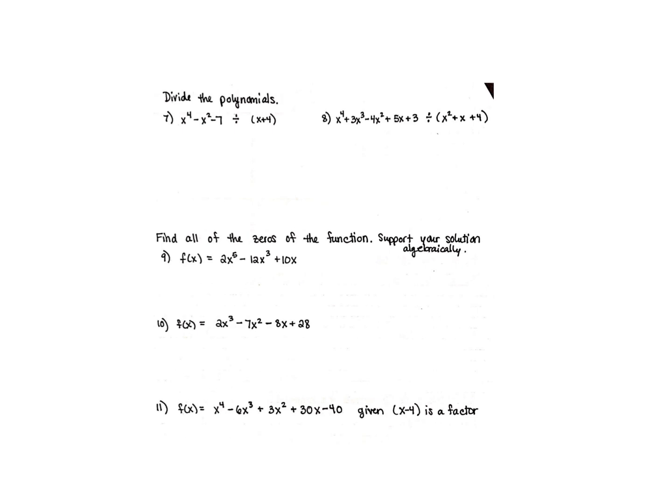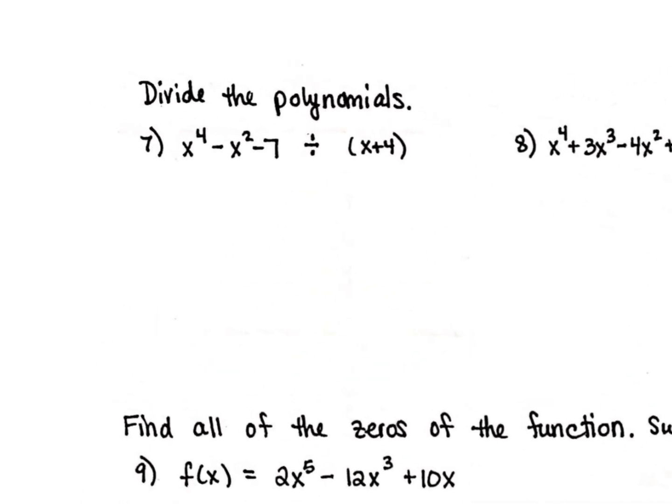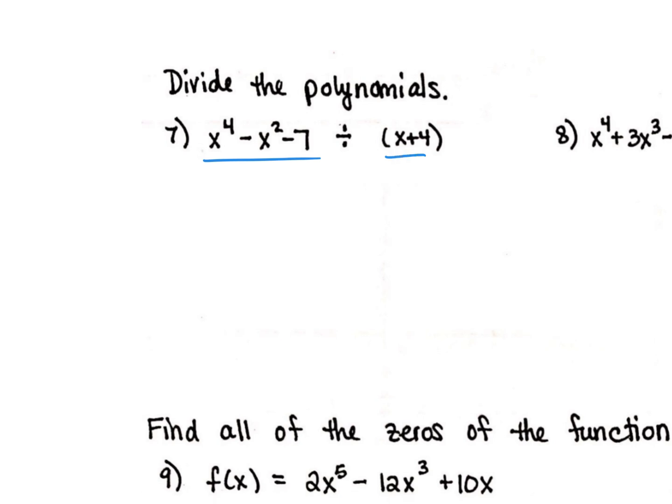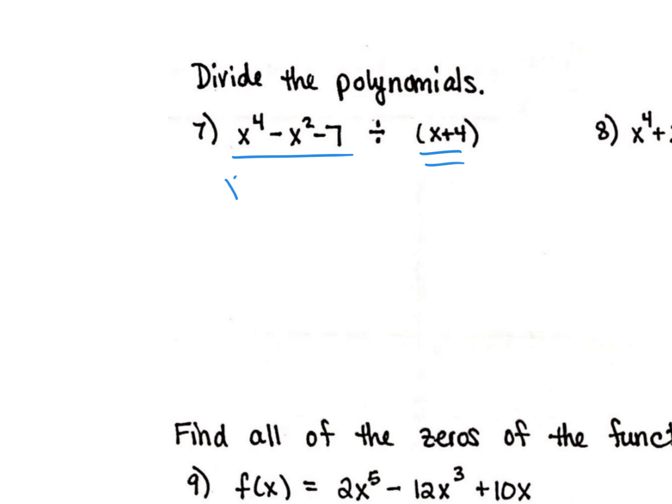All right, divide the polynomials. First of all, clearly we need placeholders here. This is a good candidate for synthetic division because the degree of the divisor is 1. This is linear, so this is a good candidate for synthetic division. So let's think about what the placeholders would be, though. We would need an x cubed term, right? We would need an x term. So that's the situation we're dealing with.